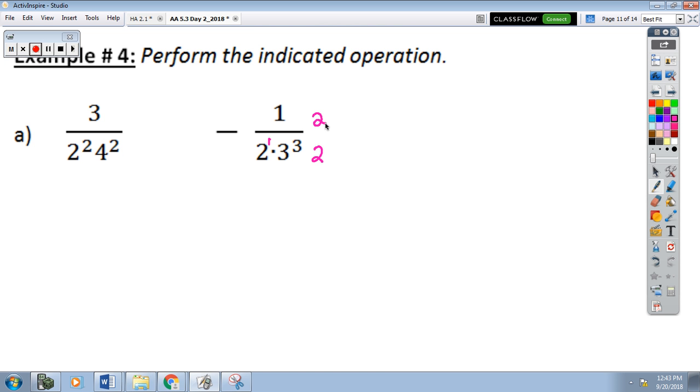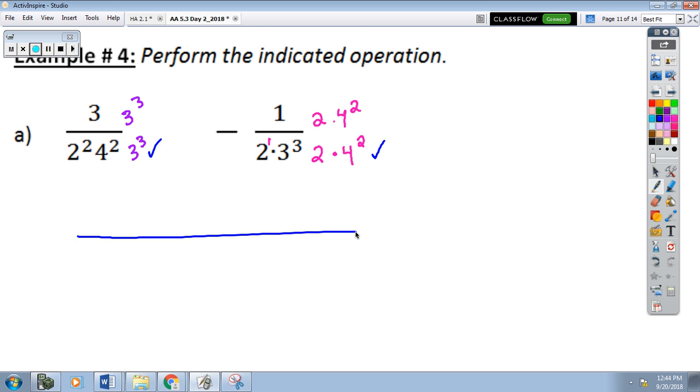Now this one has a 4 squared. This one has no 4, so I need to actually multiply this one by 4 squared also. Okay, now, what's the first one missing? A 3 cubed. Again, whatever you do to the denominator, you have to do to the numerator. Okay? So now, I have double check, 2 squared, 4 squared, 3 cubed. I have 2 squared, because I have 2 of them, 3 cubed, and 4 squared. So this is the same as this.